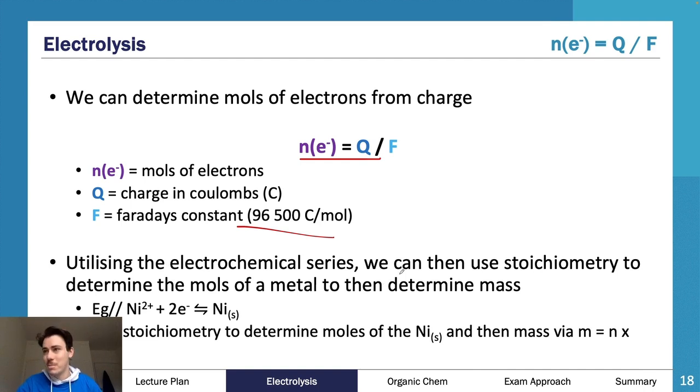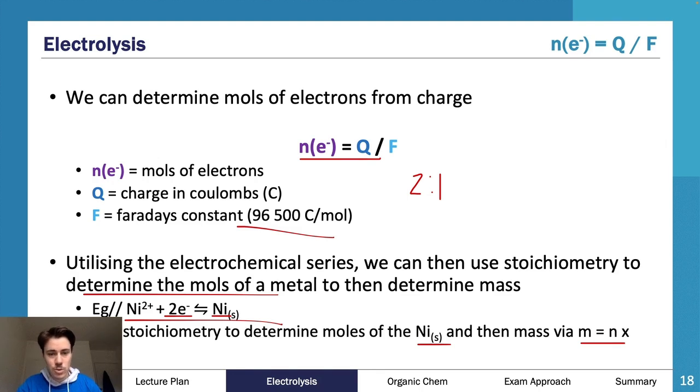So utilizing the electrochemical series, we can then use stoichiometry to determine the moles of the metal and then determine the mass. So if you had this here, use stoichiometry to determine the moles of Ni solid, and then mass via m equals n times M, so moles times your molar mass. What's really important about this, just so you can understand, is that you've got to use ratios here. If I'm trying to find this and I have moles of electrons, I have a 2-to-1 ratio of moles of electrons to moles of Ni solid.